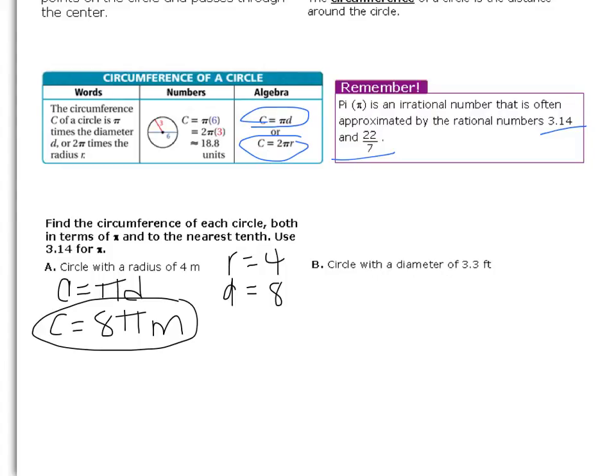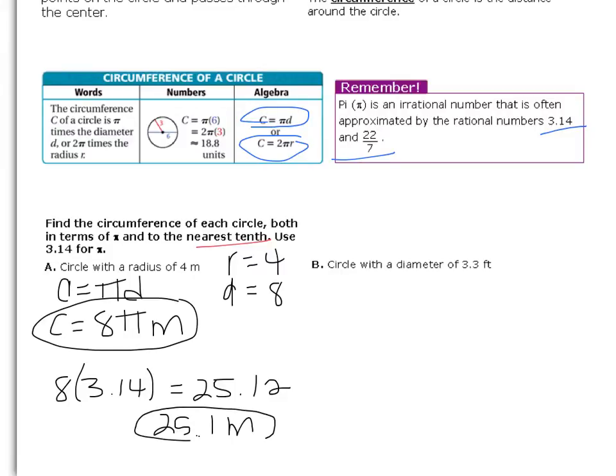You just leave the pi symbol there. Now, if you don't do it in terms of pi, to the nearest tenth, you're going to actually plug in 3.14 for pi. So we're going to do 8 times 3.14, and that's going to give you 25.12. When it says to round to the tenth, that is 1 decimal place, so you're going to get 25.1 meters. Okay? So you needed 2 answers. One is with the pi symbol and one is without.